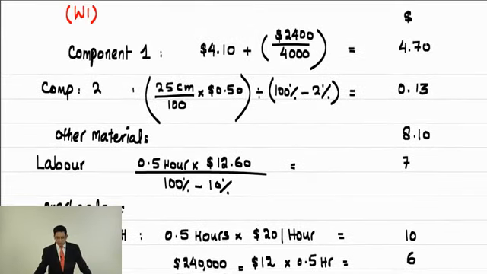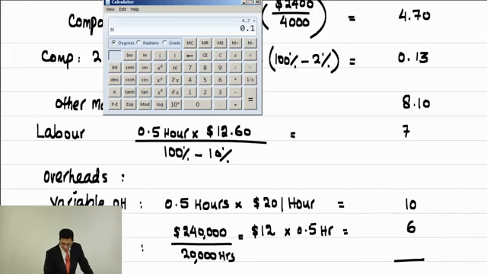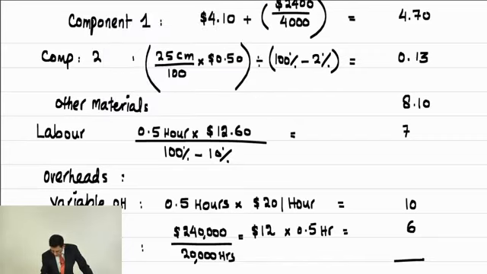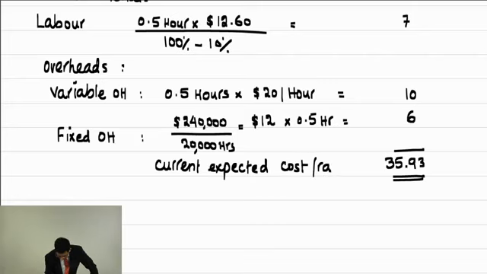And that gives us the complete cost information of a radio, including component 1, component 2, other materials, labor, variable overheads and fixed overheads. Let's add them together, and that will give us the full cost of a radio at present. 4.7 plus 0.13 plus 8.10 plus 7 plus 10 plus 6, and in total it is 35.93. This is the current expected cost per unit, or per radio. This is how much we are likely to spend.